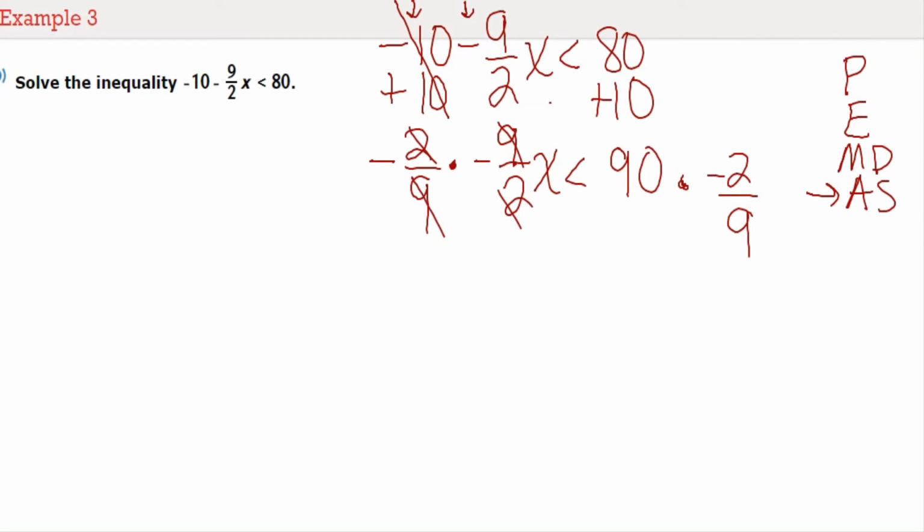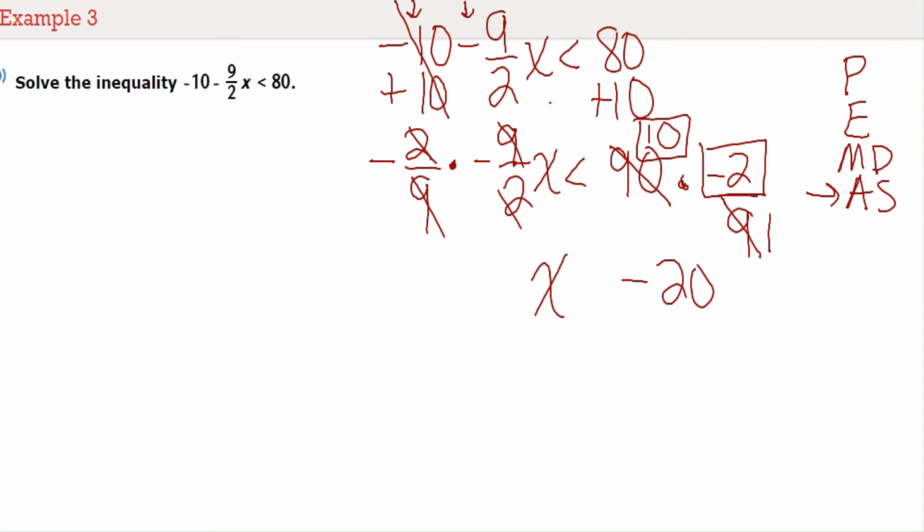We can cross simplify, we're left with x on this side. Now I'm going to cross simplify the other side. They both are divisible by 9. 9 becomes 1, and 90 becomes 10. So now we're left with multiplying 10 times negative 2, which is negative 20.